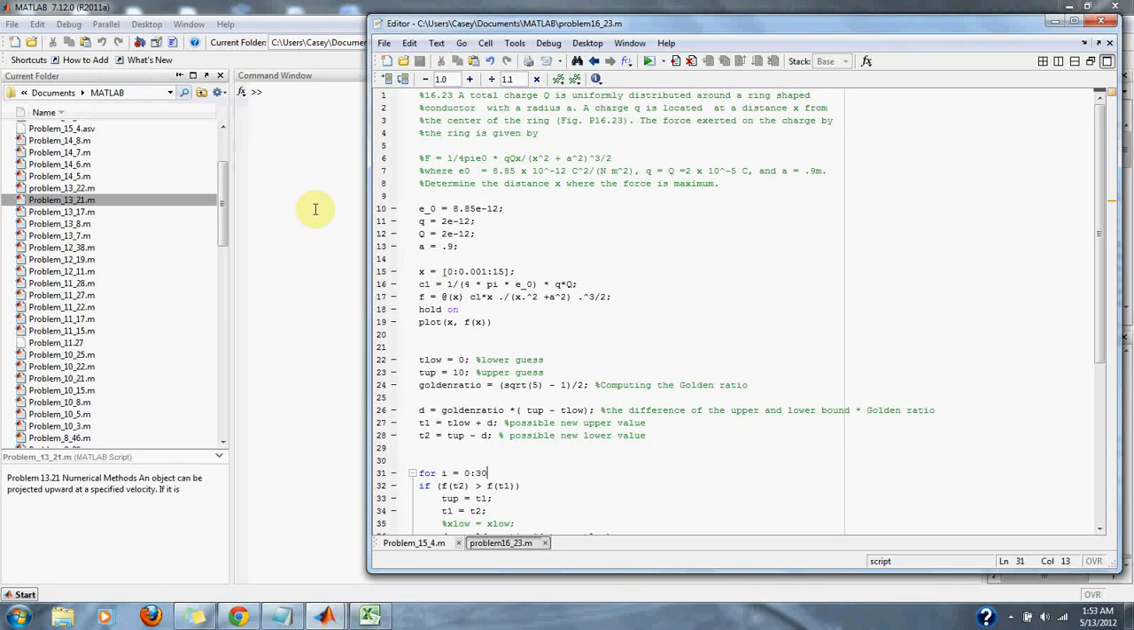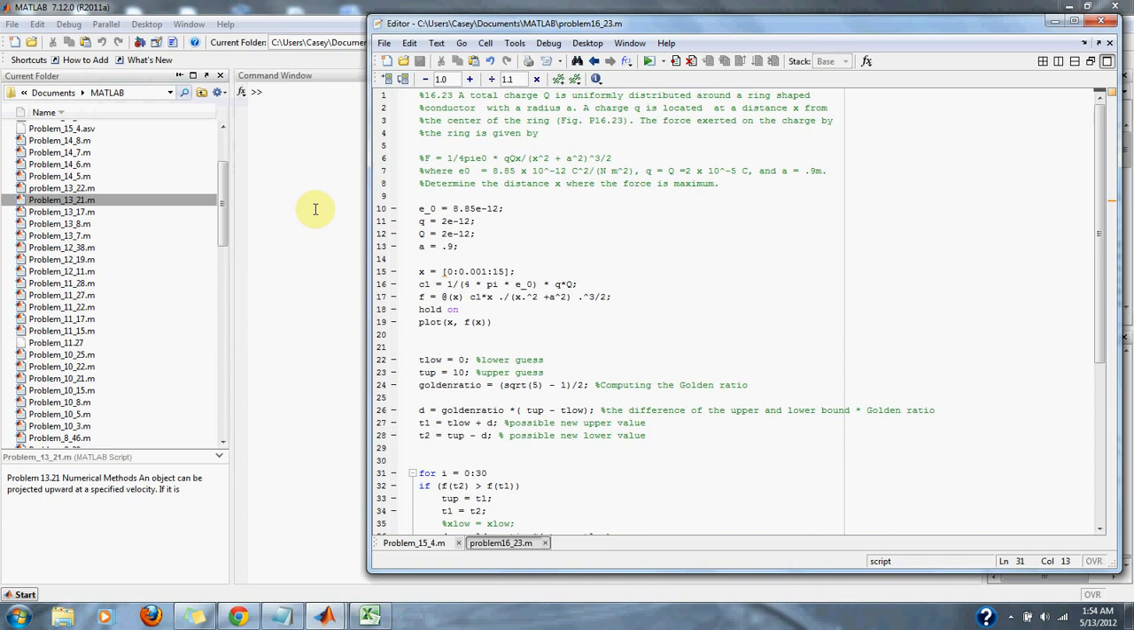Numerical Methods Problem 16.23. A total charge Q is uniformly distributed around a ring-shaped conductor with a radius A. A charge Q is located at a distance x from the center of the ring, figure P16.23, which basically shows a ring with A pointing to about the center of the ring, and then you have a charge Q that is x meters away from the approximate center of that ring.